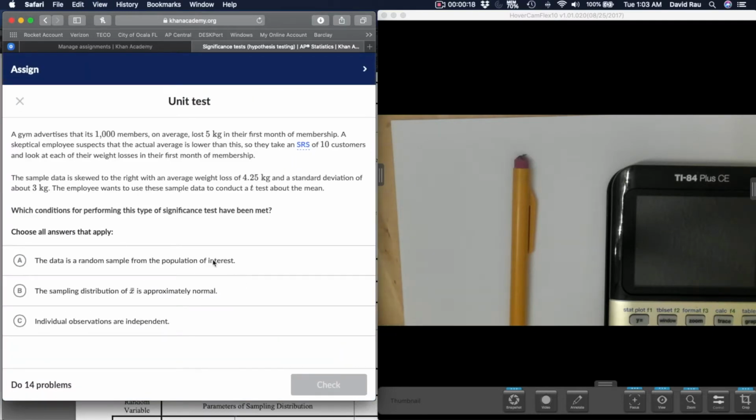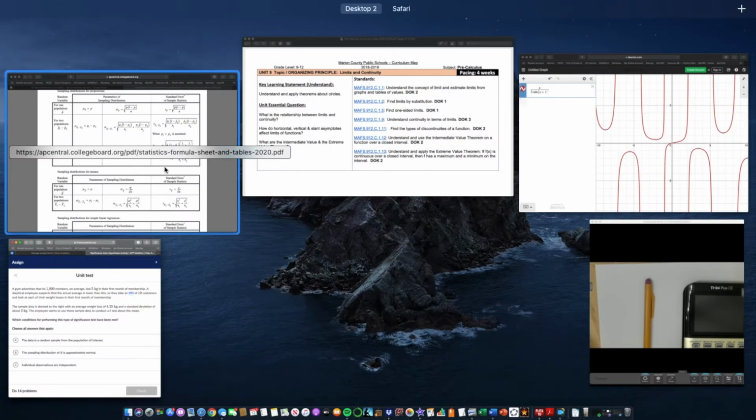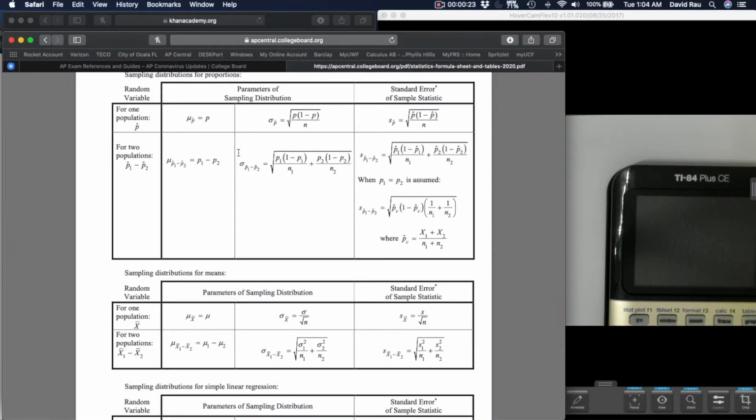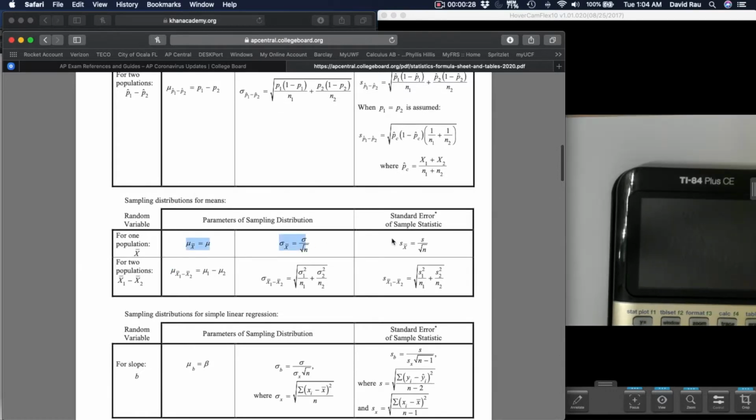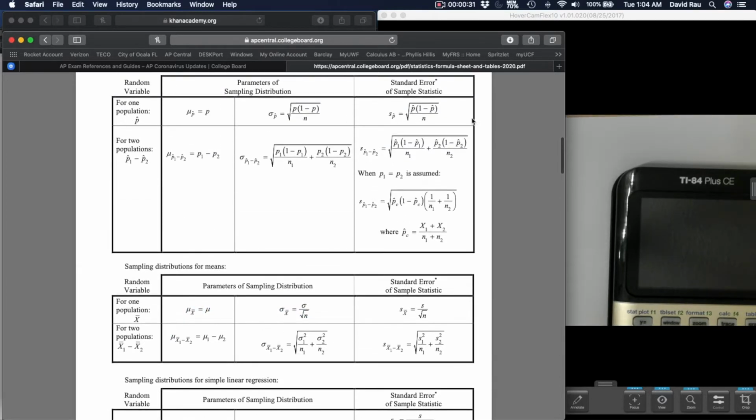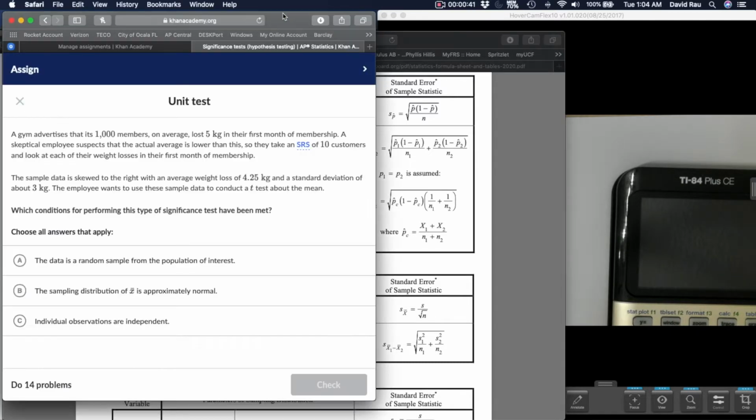Okay, so this whole thing, first of all, is dealing with everything in the reference sheet, specifically everything up here and everything down here. So we're talking about just one sample proportions or one sample mean data. And you've already seen these formulas in the sampling distributions unit test, and now we're just applying them to answer questions. Okay, so here we go.